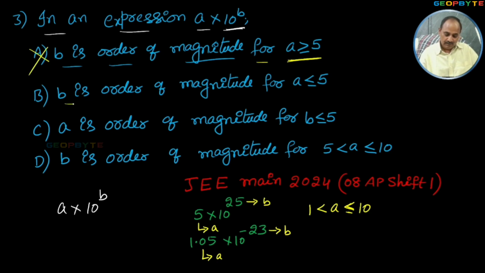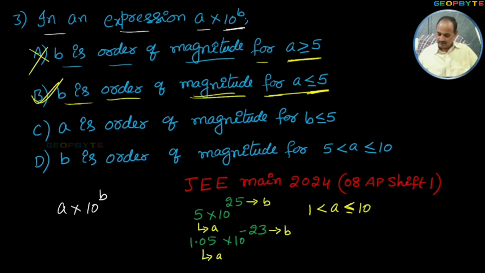Look at option B. B is the order of magnitude for A less than or equal to 5. Less than 5 means it may be 2, 3, 4, but it should be more than 1. It may be equal to 5. That is correct. So B is the order of magnitude for A less than or equal to 5. B can be selected because here A should always be in between 1 and 10.